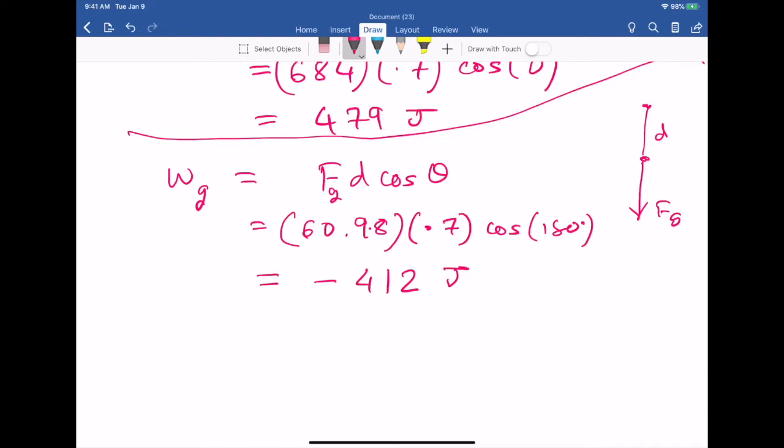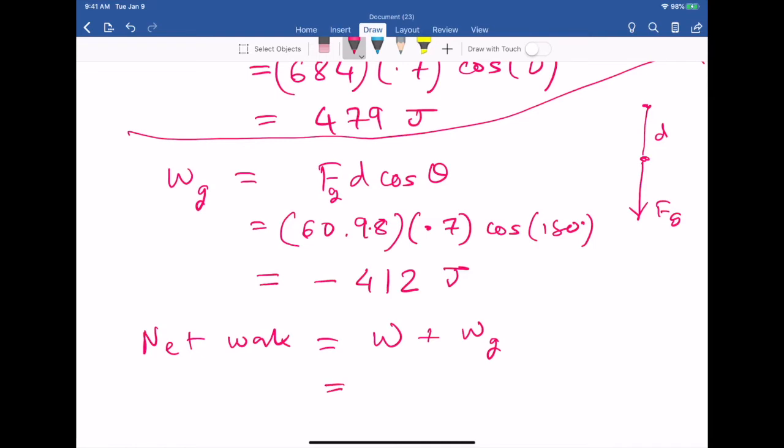We might as well calculate one more thing. It's also not asked in the slide. What is the net work? The net work is going to be the work done by the person plus the work done by gravity. You have to take the signs of the different amounts of work into account.